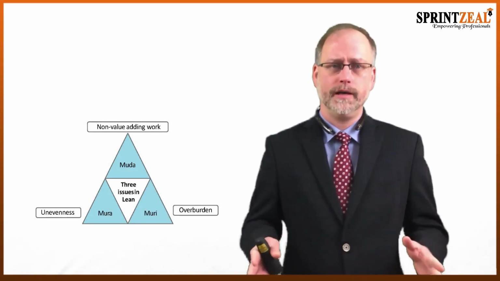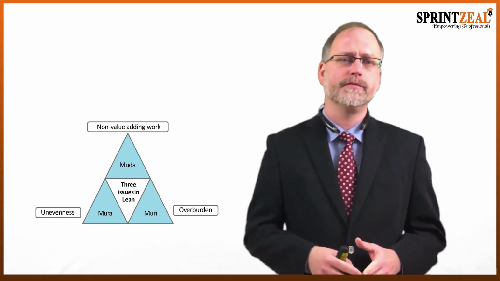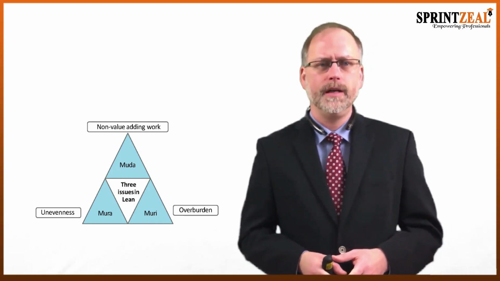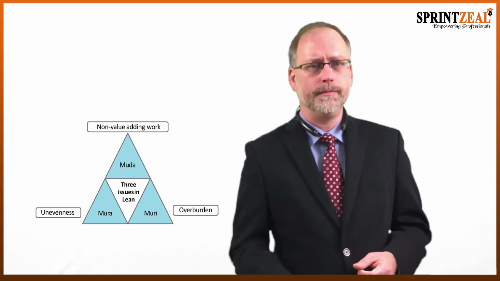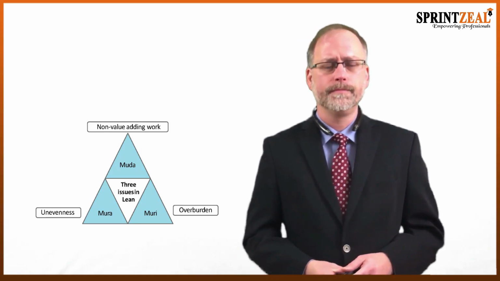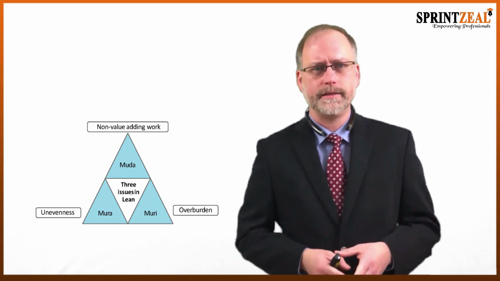So lean focuses on the following 3 major issues within any process. The first one is waste, which is muda. Then you have overburden, which is the Japanese word for muri. And then you have unevenness, which is the Japanese word for mura. When we talk about muda, we're talking about waste.